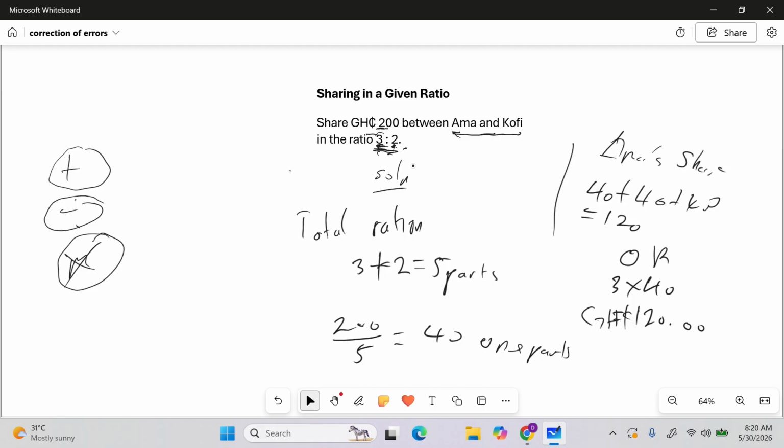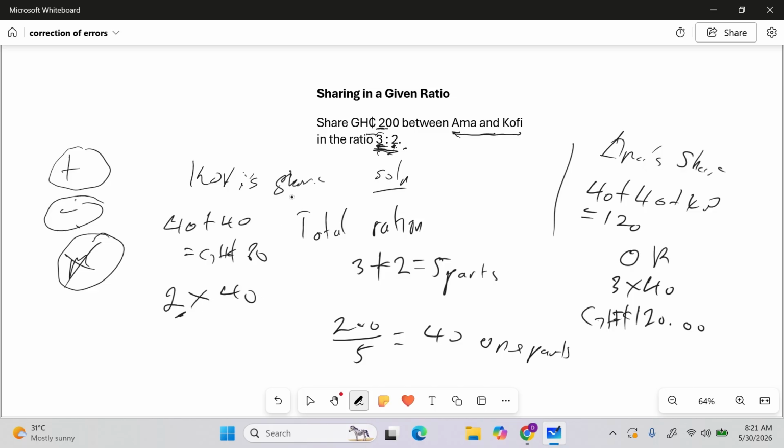So Kofi's share is going to be 40 cedis too. So 40 cedis plus 40 cedis will give me what? 80 Ghana cedis, which is the same as 2 times 40 cedis.